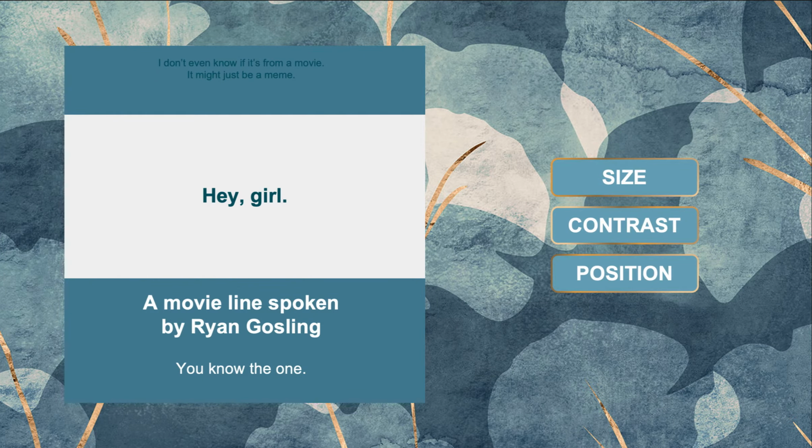And finally, the last principle to consider is position. When I say position, I mean not only the placement of the words on the page, but also the relationship of the words to other elements on the page. Here, there are a few reasons why you read the words, "Hey girl," first, and they relate to position.